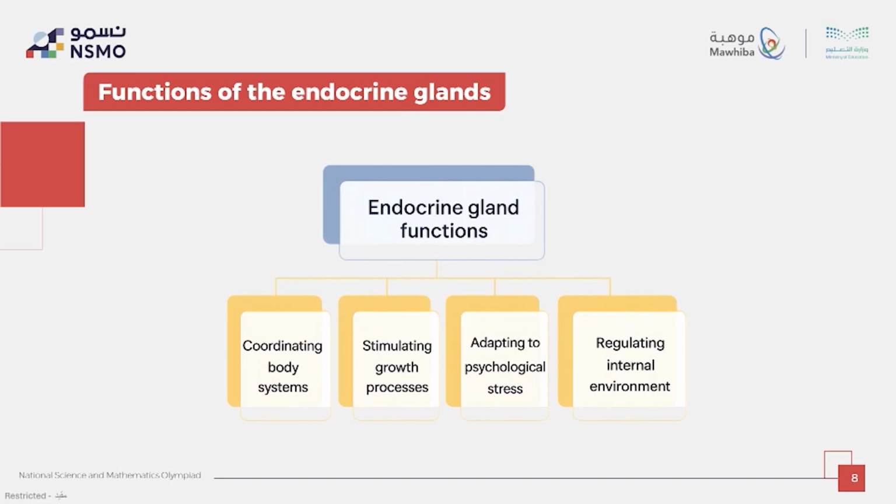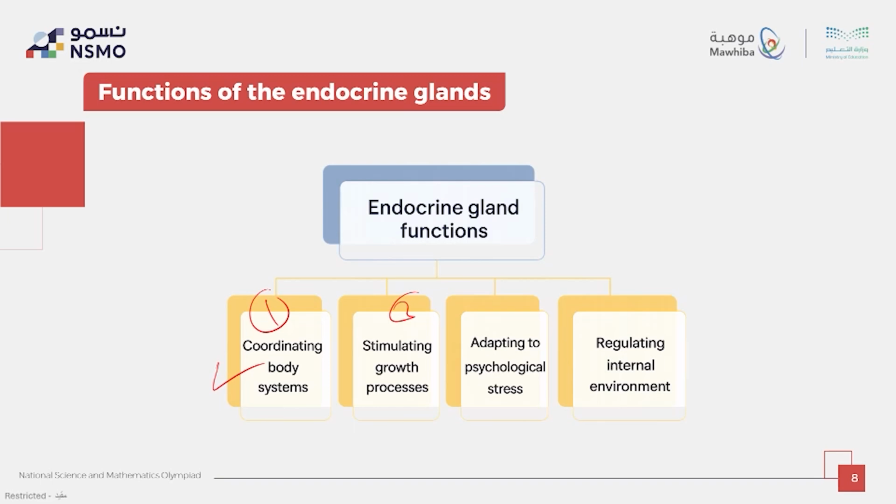The functions of endocrine glands have four main aspects. First one is coordinating body systems. Basically, they coordinate different body systems so they work together smoothly instead of acting separately. That's the first function. The second function is stimulating growth processes. It means hormones like growth hormone help bones, muscles, and tissues grow at the right time.